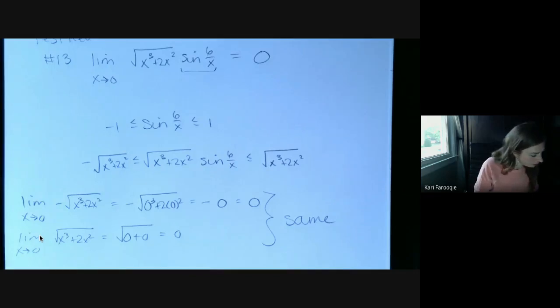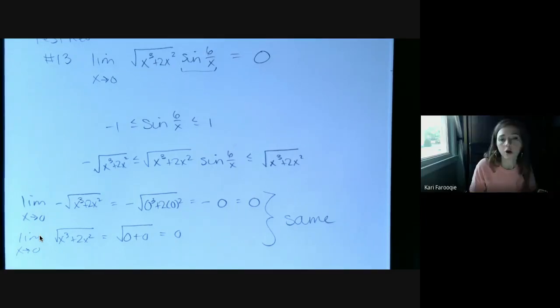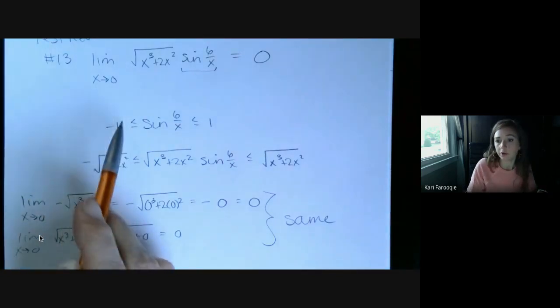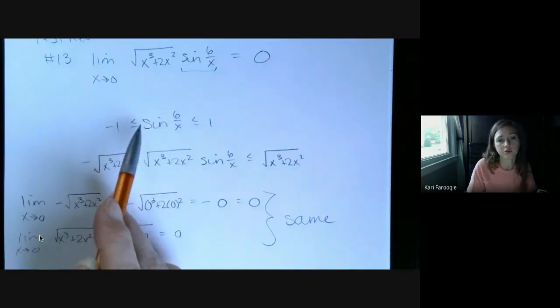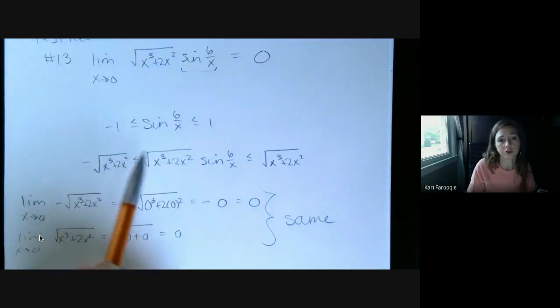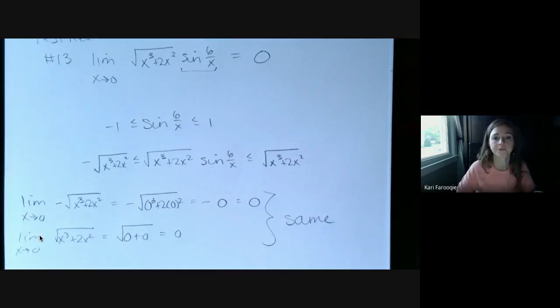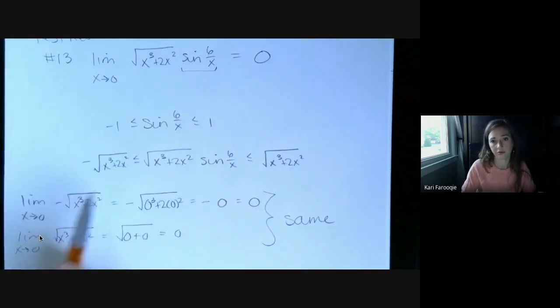Joseph, what do you think? So why did we get the negative part of that? Where did we get the negative? Oh, just from the -1. Yeah, so the negative piece just came from saying that the value of the sine function always oscillates between -1 and +1. And then we just multiplied each piece by this radical. So 1 times the radical gave us this part, the sine of 6 over x gave us the middle, and then -1 times the radical gave us that.